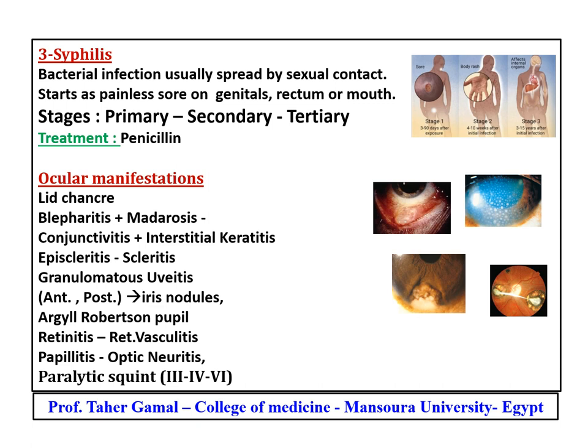The other bacterial infection is syphilis. It is a bacterial infection usually spread by sexual contact, starting as a painless sore on genitals, rectum or mouth. It passes into three stages: primary, then secondary, then tertiary. The treatment is by penicillin. The ocular manifestation of syphilis is in the form of lid chancre, blepharitis, madarosis, conjunctivitis, interstitial keratitis, episcleritis, scleritis, granulomatous uveitis, anterior or posterior, leading to iris nodules, Argyll Robertson pupil, retinitis, retinal vasculitis, papillitis, optic neuritis, or paralytic squint affecting the oculomotor, trochlear, or abducens nerve.